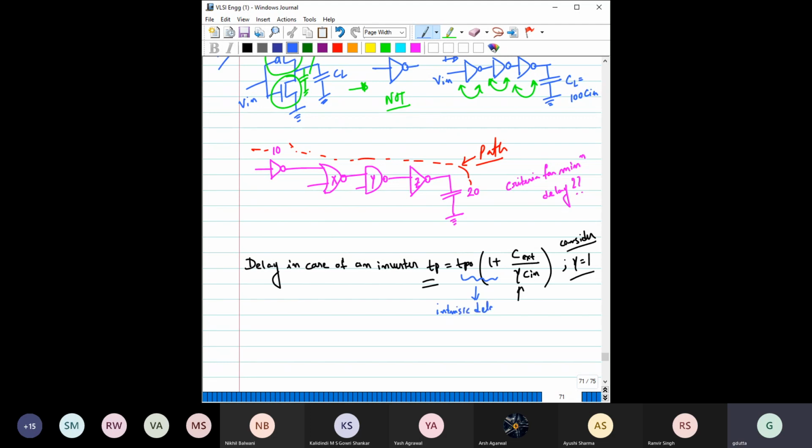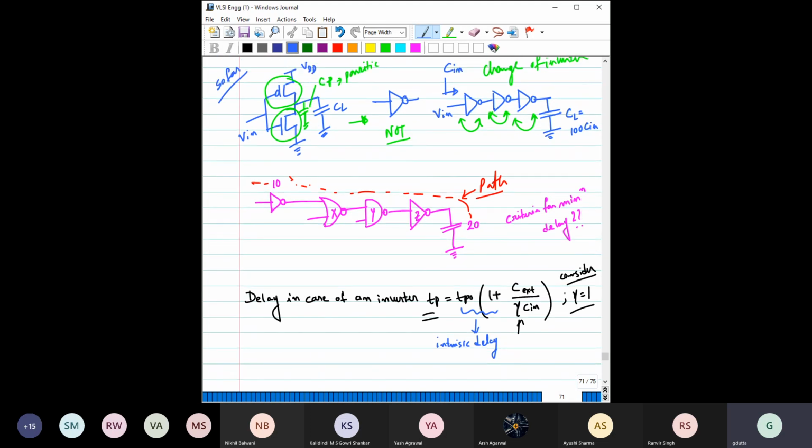Intrinsic delay. This intrinsic delay is coming because of this capacitor, because of this CP. So we can also say this is due to parasitic capacitors. And there is one more component, that is TP naught into this part.